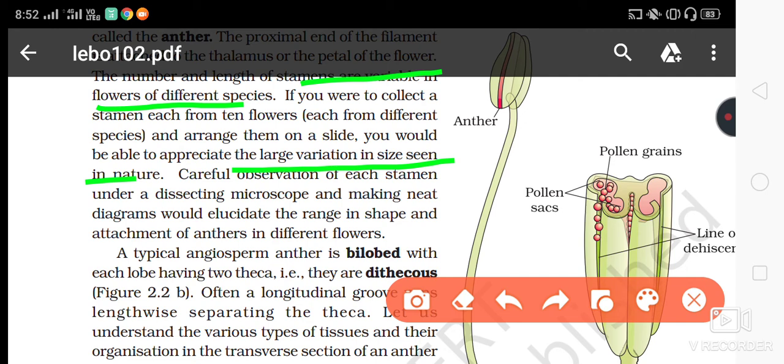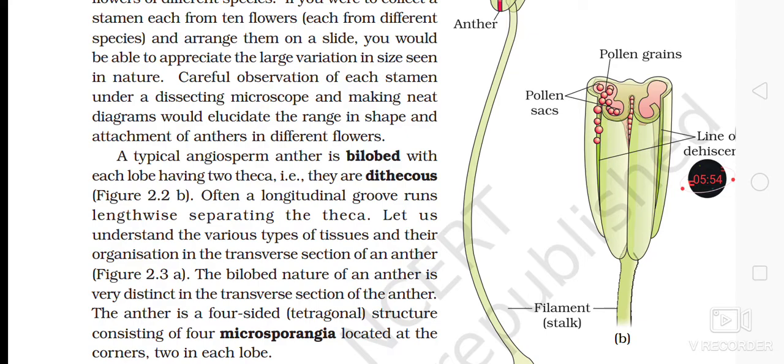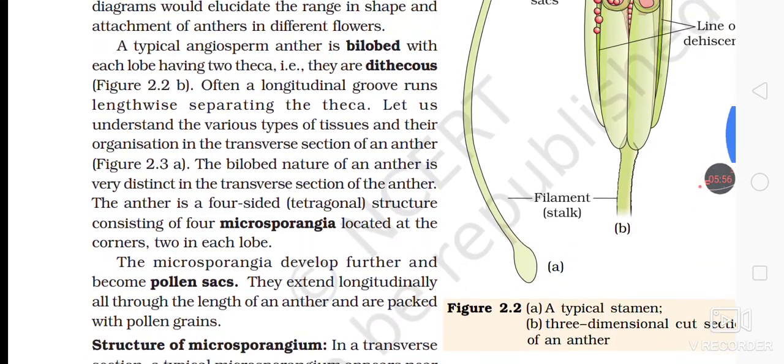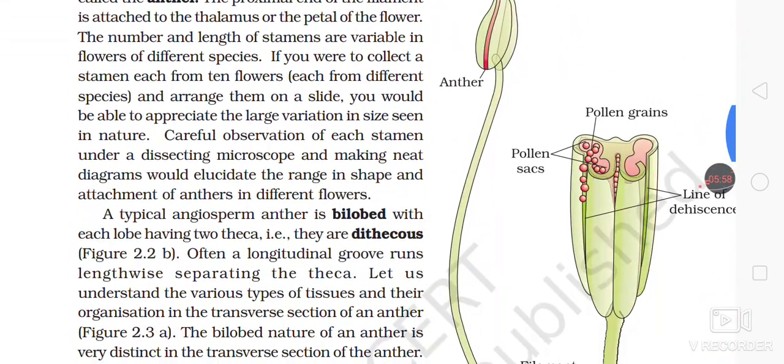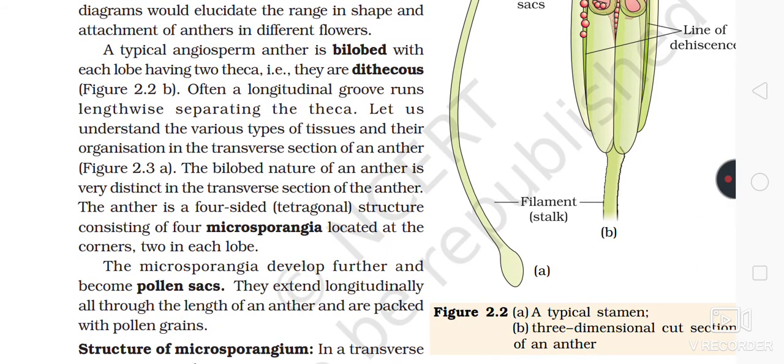Often a longitudinal groove runs lengthwise separating the theca. Let us understand the various types of tissue and their organization in the transverse section of an anther. See, this diagram B is the cut section view of the anther, and the first one was the typical stamen. The structure of a typical stamen, which consists of anther and filament, was this figure A.